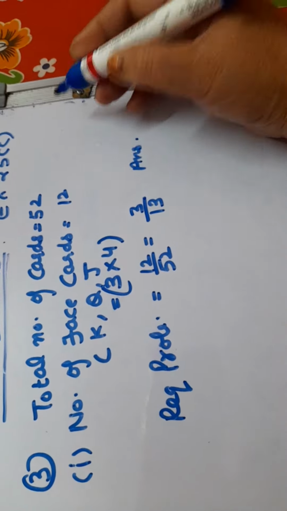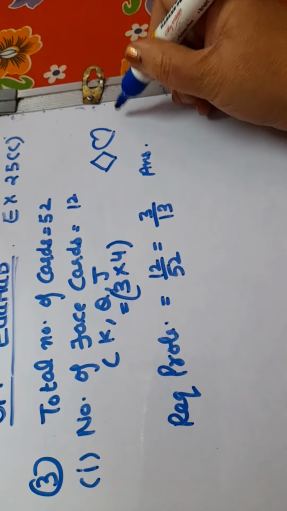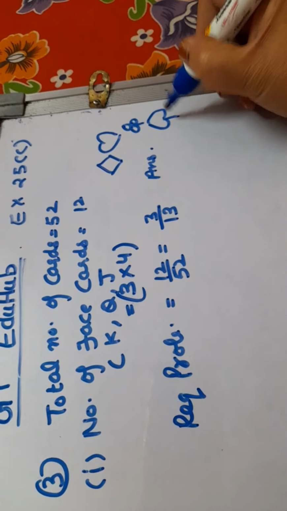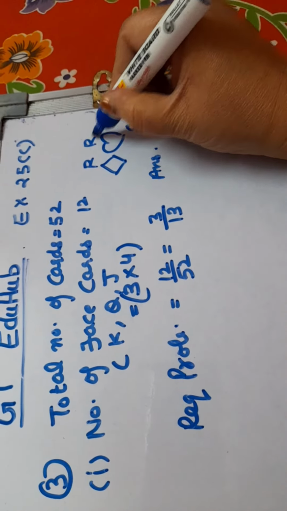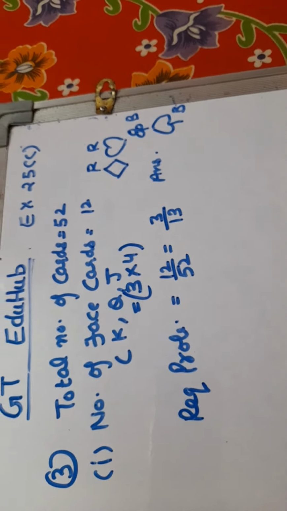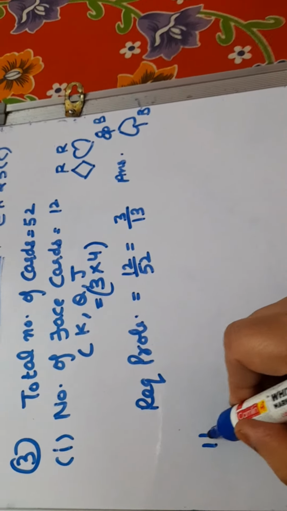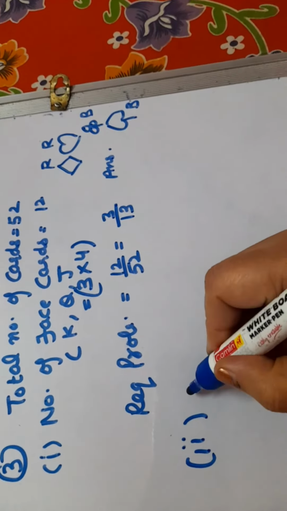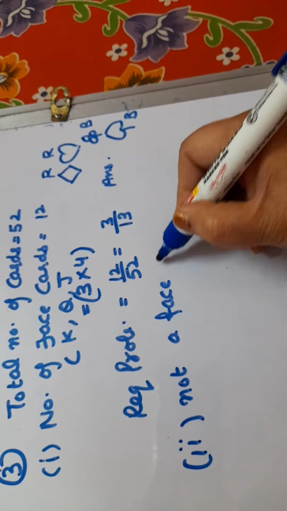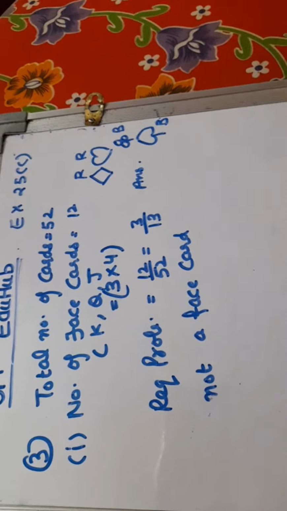We have 4 suits: diamond, heart, club and spade. These are red cards and these cards are black. So 13 cards of each suit are there in a well shuffled deck of cards. Second is not a face card. We have to find probability of not a face card.